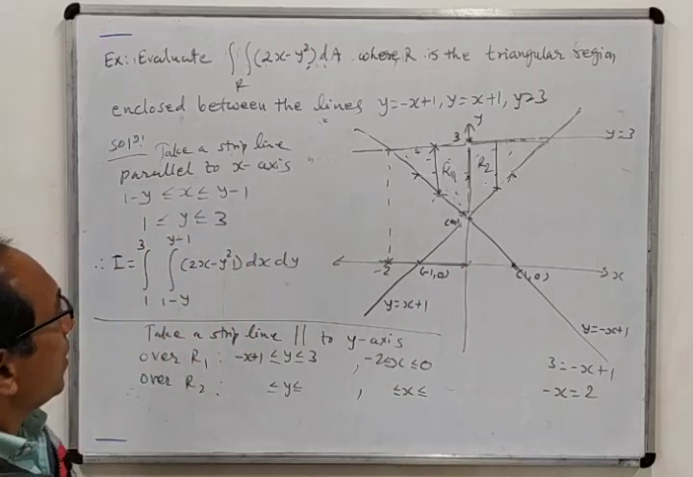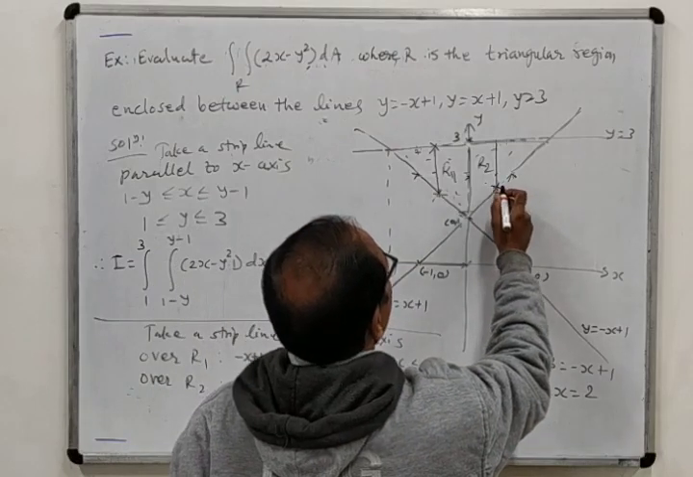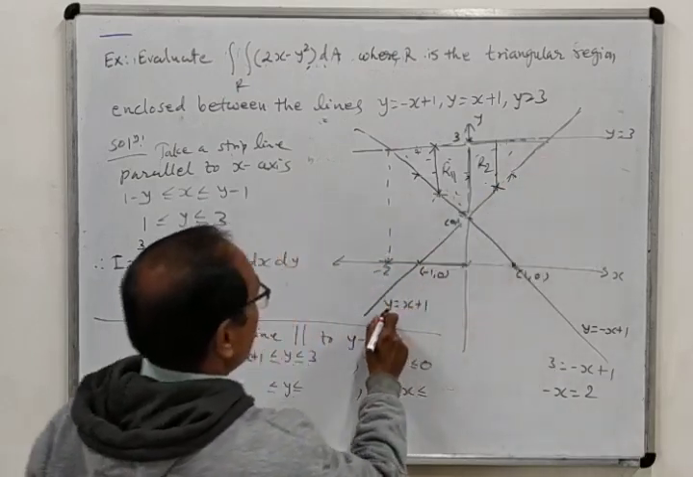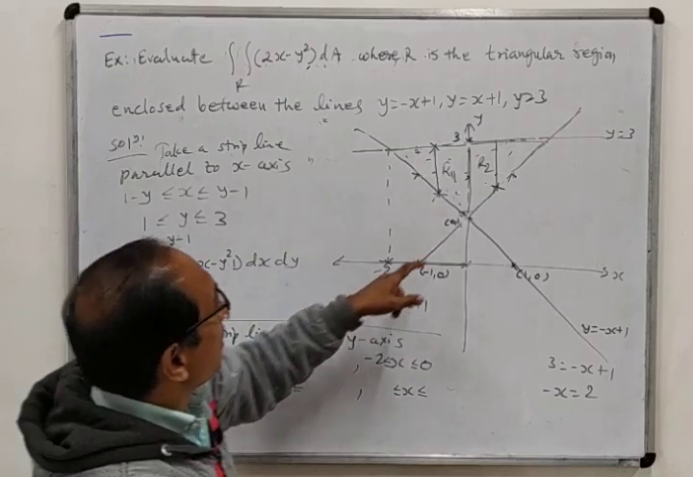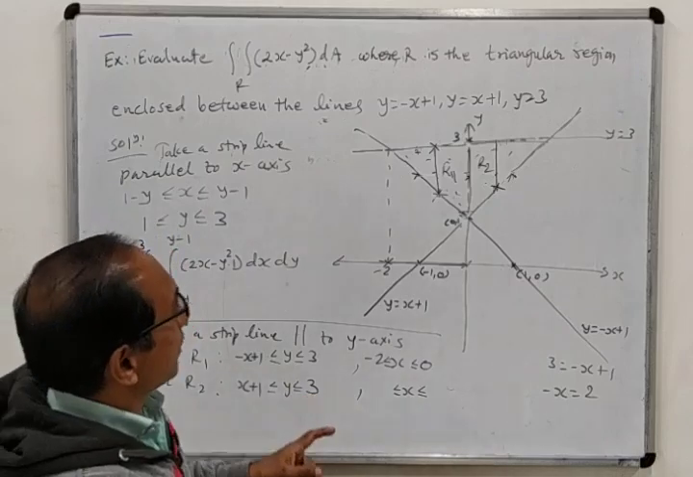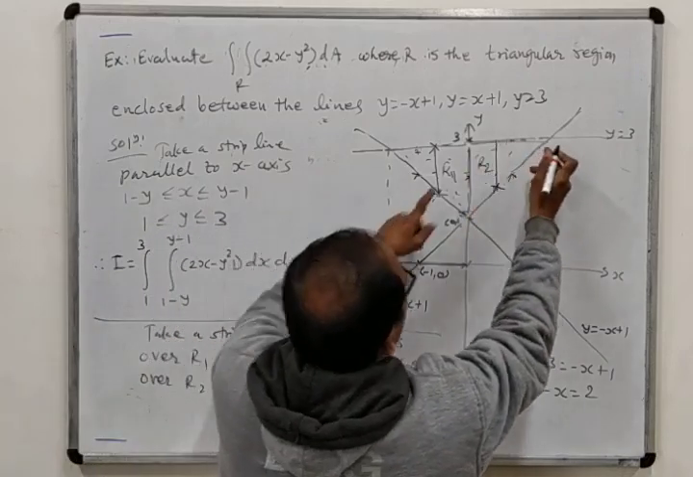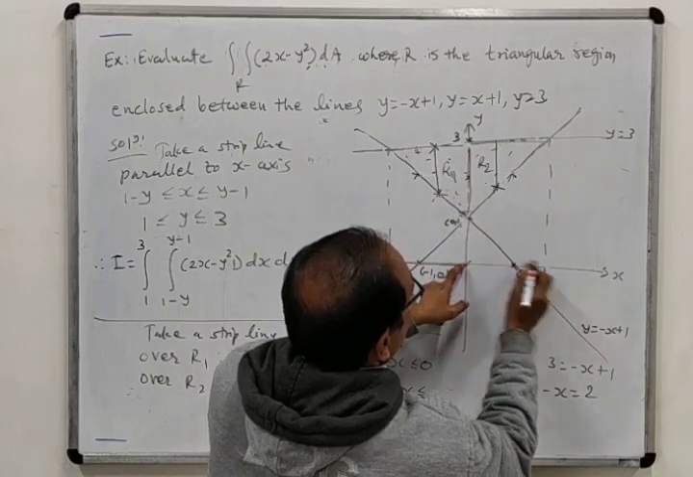Okay. Then in region R2, we will see lower point here. This lower point is on this curve. It is y equal to x plus 1. So here it is x plus 1. And upper end point is y equal to 3. So here it is 3. Then the limits of x can be written. See, this region lies between these 2 points. This point to this point on x-axis.